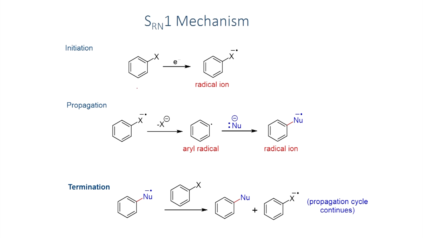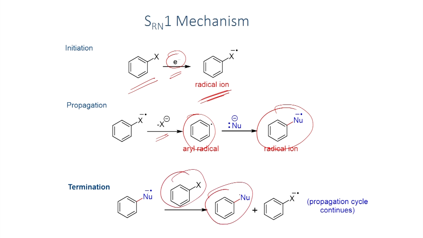As you can see, when you have halobenzene, aryl halides, and you provide an electron, you can form the radical ion. Once you form the radical ion, it can lose the halide ion, and you will have the aryl radical intermediate. Once you have the aryl radical, it can react with the nucleophile. You can end up with a radical ion, which can transfer an electron to the aryl halide. So, you can get this substituted compound where you again generate a radical ion, which can further react with the nucleophile.